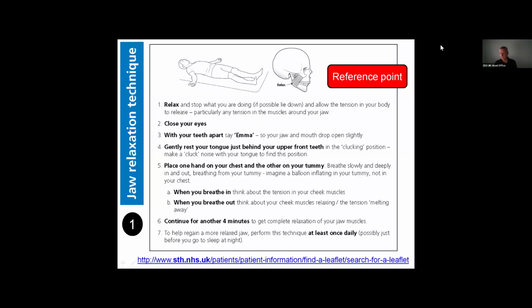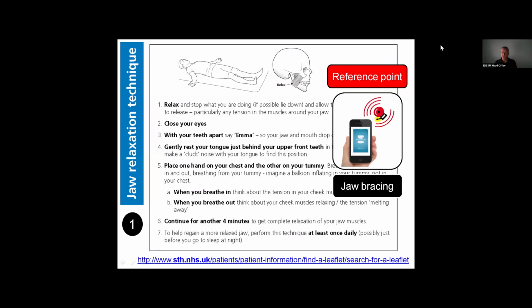You do something called diaphragmatic breathing. That's breathing slightly slower and slightly deeper into your tummy rather than your chest. And on the breath out, what you're trying to do is use a bit of imagery to try and help your jaw muscles relax. So maybe think about your cheek muscles relaxing, the tension melting away, or whatever helps. And this is supposed to give you a reference point, after doing this for a week or two, on what it feels like to let go with your jaw muscles.